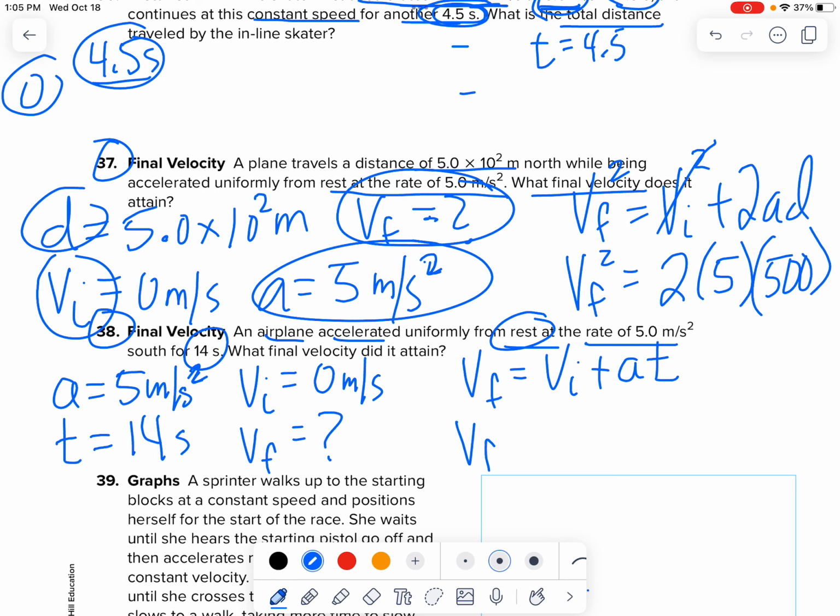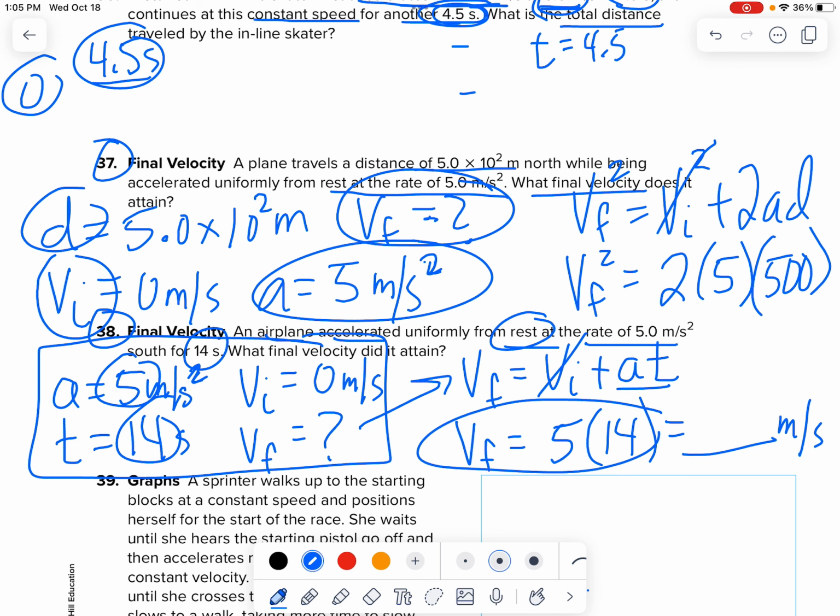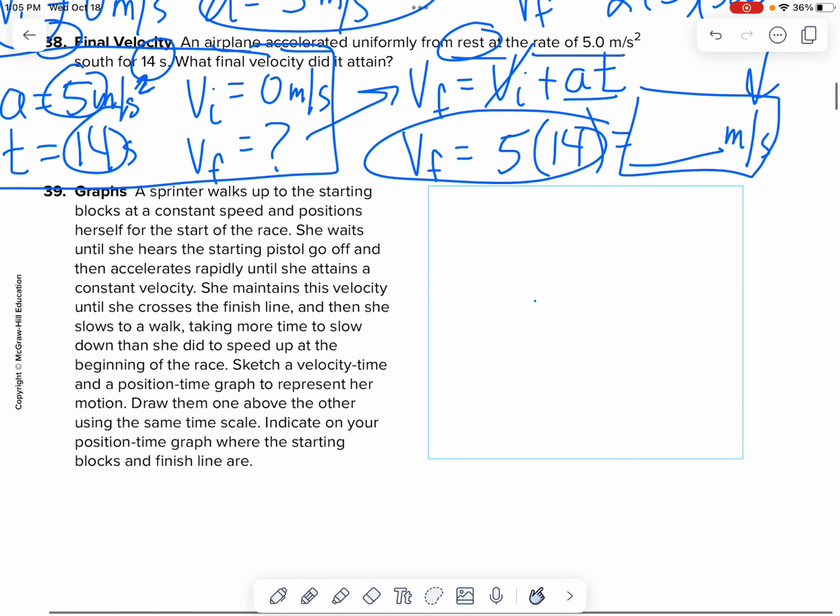So the final velocity is equal to the initial velocity, which is 0, plus the acceleration times the time. Acceleration is 5, time is 14. You multiply those together, and you'll have your final velocity in meters per second. Same exact steps. Find what is known and unknown. Let that point you to the formula. Plug in your values. Evaluate. Make sure you got the correct units. Does it make sense?